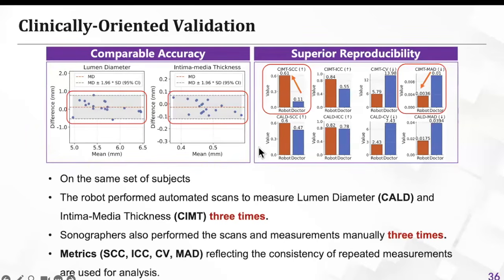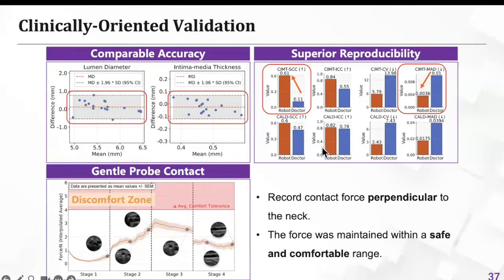Second, to assess the repeatability, the robotic system and the sonographer each performed three scans and measurements on the same subject, and the consistency across these three measurements was then evaluated. As we can see from this image, the four metrics to evaluate consistency demonstrate the superior repeatability of our robotic system, with much more consistent results across the three measurements than the sonographer. And third, we recorded the contact force to the neck, and the force was maintained within a safe and comfortable range.